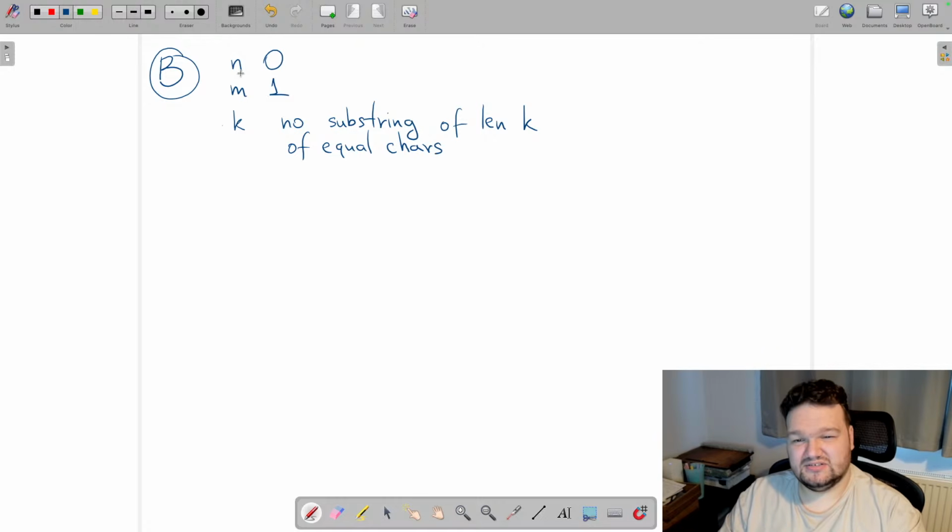So if n and m are equal, then obviously we can just alternate them, and that would be pretty good. I wouldn't say it always would work, because k could be 1, and if k is 1, then obviously this is impossible, because a substring of length 1 always consists of equal characters. So if k is 1, then it is impossible. Otherwise, alternating characters would work.